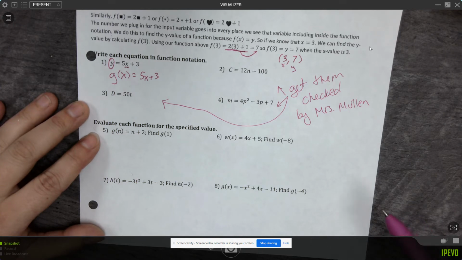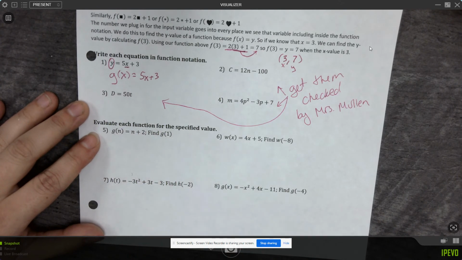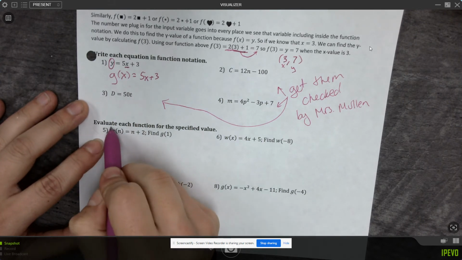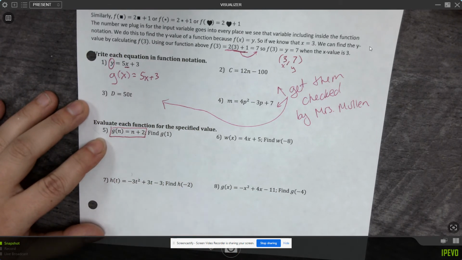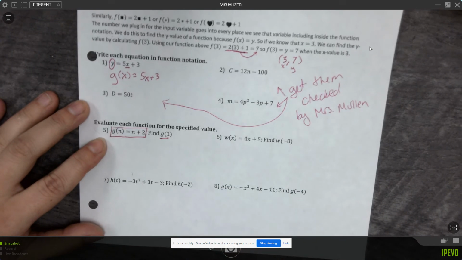Okay. Let's talk about how to do 5, 6, 7, and 8. This time it says evaluate each function for the specified value. So this is where we're going to use the function that's given. In this first problem, here is your function. g of n equals n plus 2. And it tells you what I want to find. I want to find g of 1.